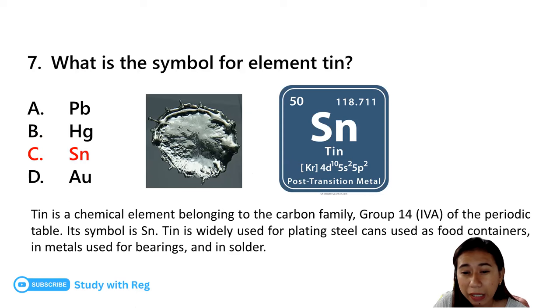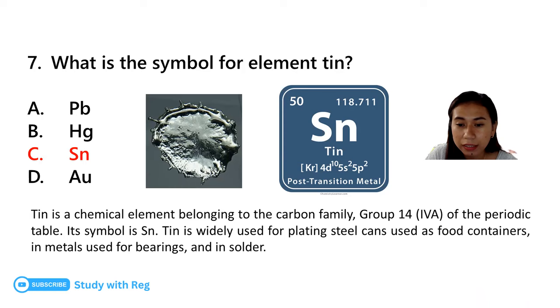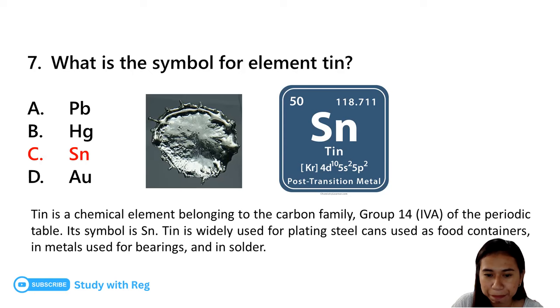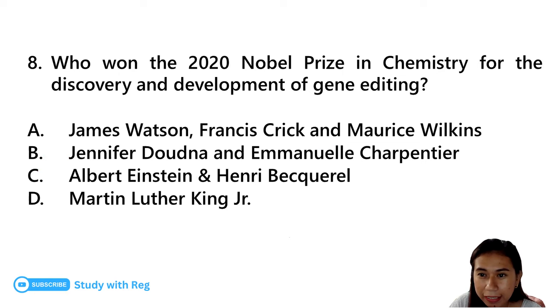Group 14, or 4A. Its symbol is Sn. Tin is widely used for plating steels, steel cans, food containers, metals used for bearings, and in solder. That's tin.